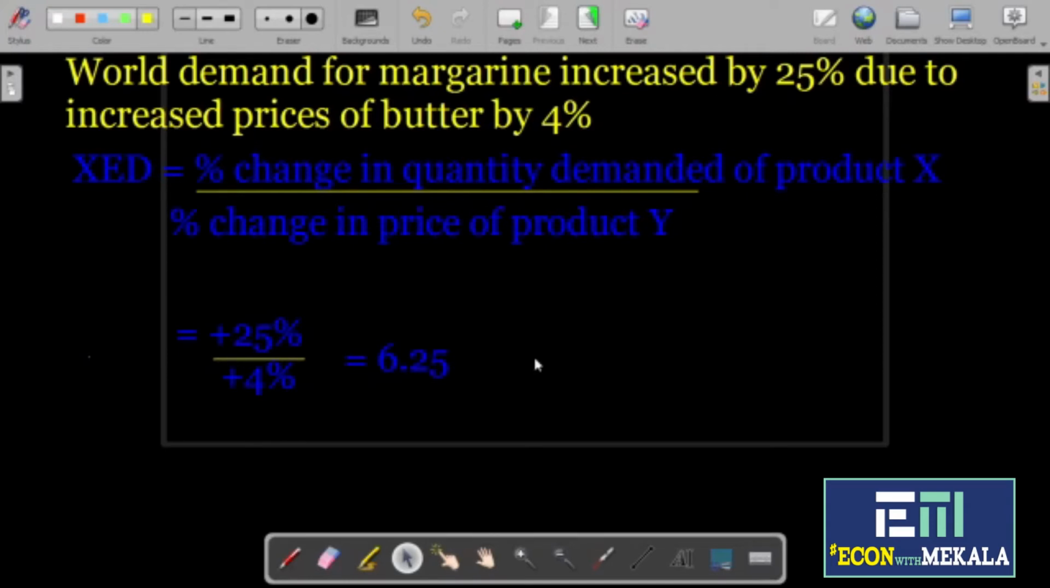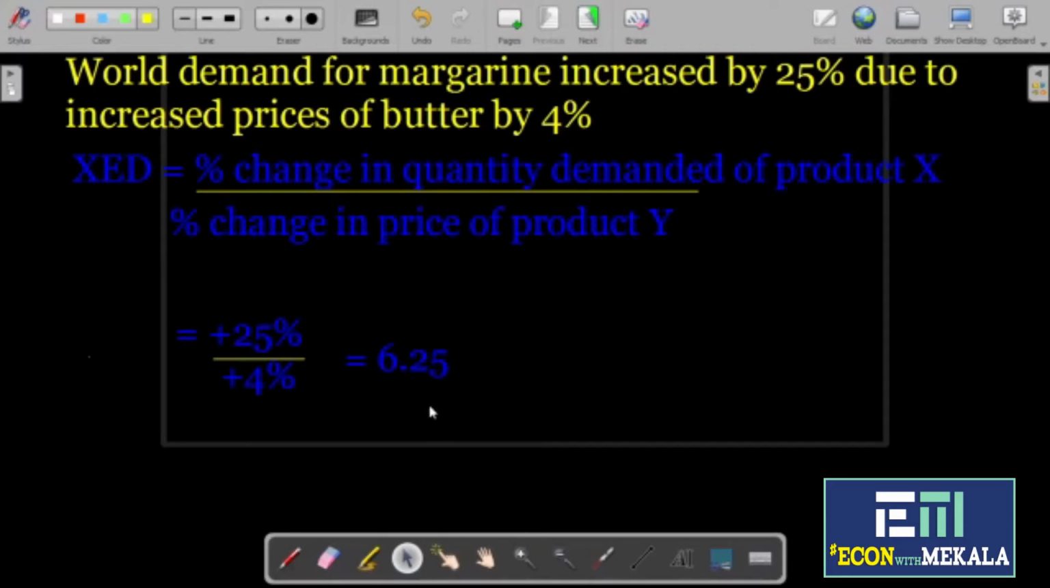So this is how we calculate cross elasticity of demand. An important point for you to remember: for cross elasticity of demand, we consider whether it's a plus or a minus. So if you get a minus value, do not forget to leave a minus mark here. Now, why did I mention it's important to know plus or minus?